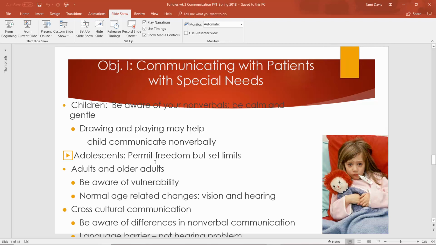And remember that nodding does not mean they understand. Many times the patient's going to nod that they understand because they're embarrassed to admit that they don't. Provide written information in English and the patient's primary language. And just remember, we don't need to talk louder to get them to understand. That doesn't help unless they're hard of hearing.